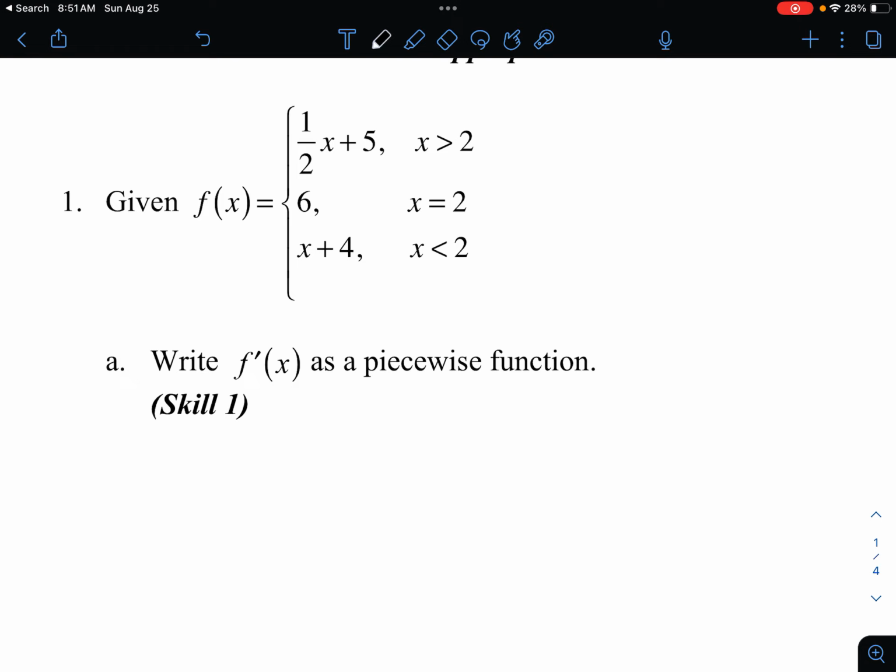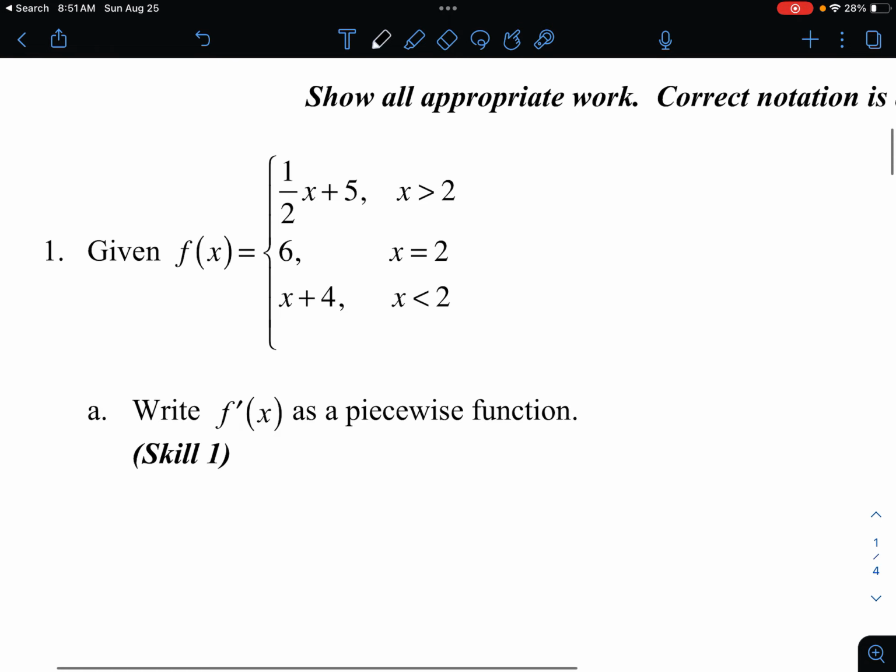We've got to write f prime of x as a piecewise function. So we're given f of x, which is a piecewise function, and we're basically writing f prime of x in the sense that when x is greater than 2, what's going to be the derivative? When x is equal to 2, what's going to be the derivative? If x plus 4 is less than 2, what's going to be the derivative? So we're going to write it like that.